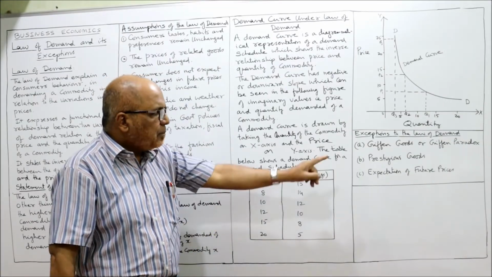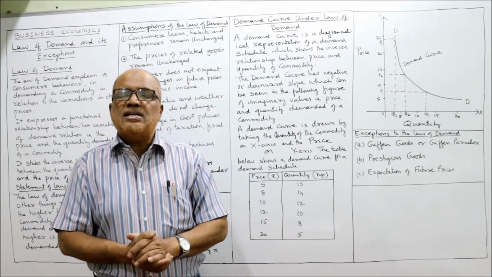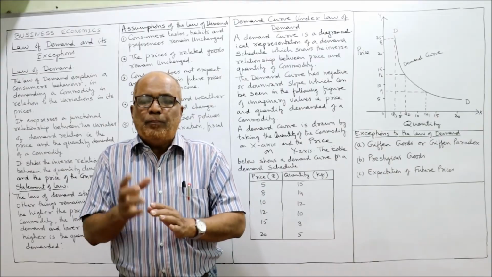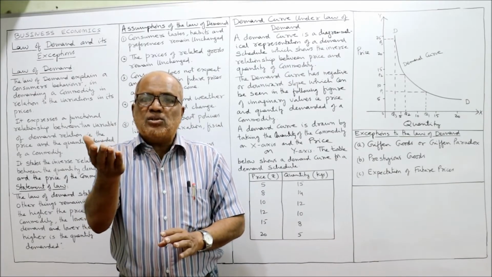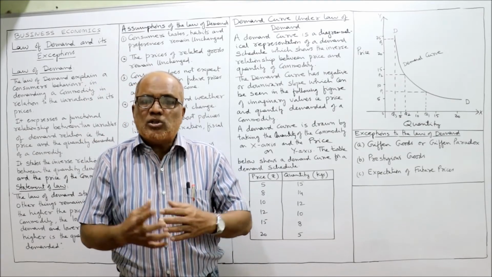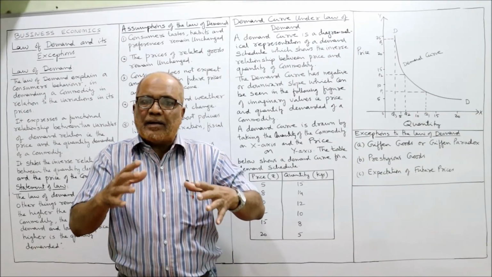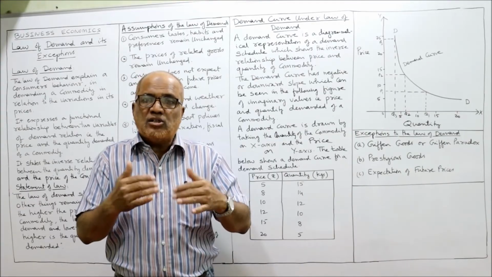That is the first exception. Second, prestigious goods. There are some goods called status symbols. Some rich people will attach a status symbol to some goods. When the price of these goods increases, the demand will also increase, because people will think that this is a status symbol. If we purchase these goods, we will be treated as rich people. So they will consume more.